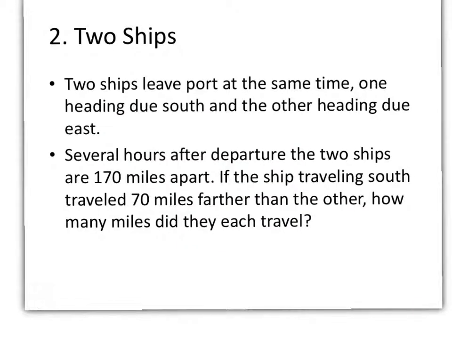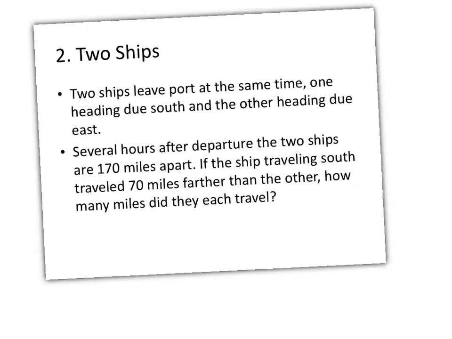In problem number 2, there are two ships that leave the port at the same time. One heads south, the other heads east, and several hours go by. At that point, they're 170 miles apart. During that time, the ship traveling south travels faster, and so it covers 70 miles more than the ship traveling east.